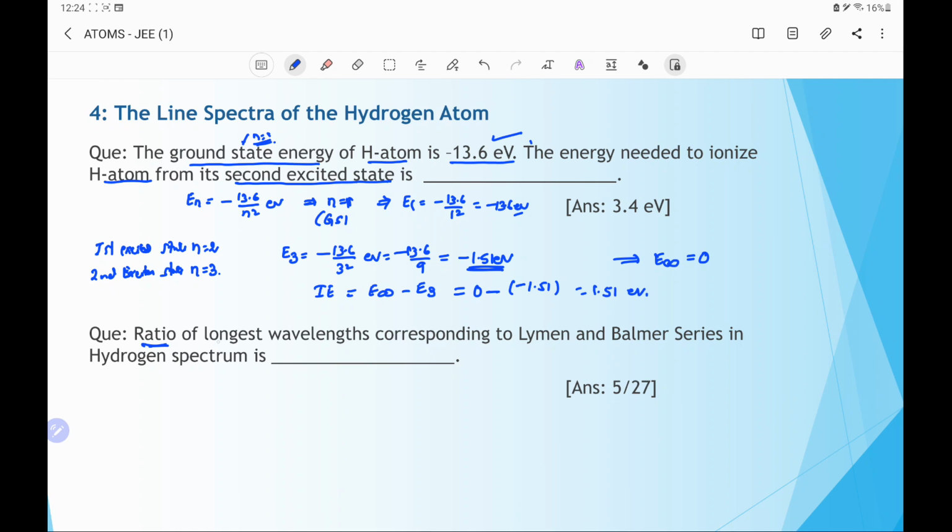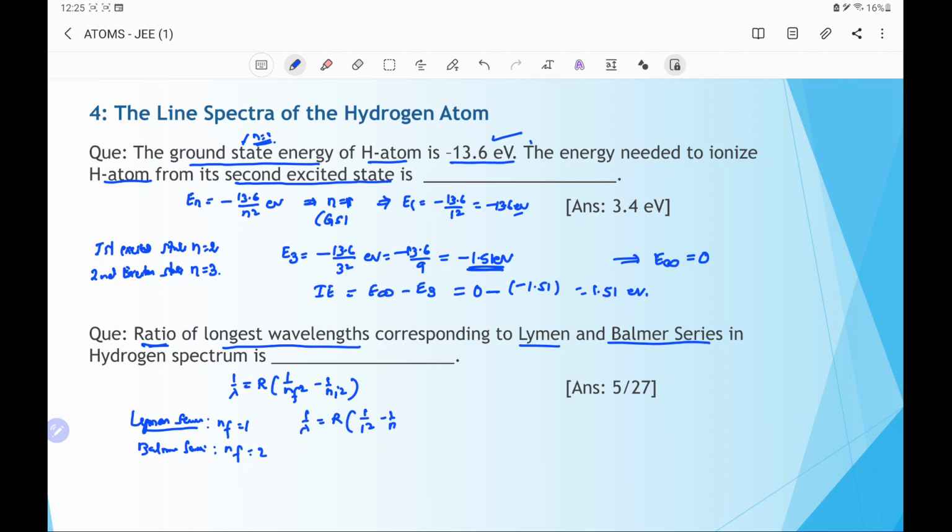The ratio of the longest wavelength corresponding to the Lyman and the Balmer series in the hydrogen spectrum is, we know that wavelength has the relation 1 by lambda equal to R into 1 by nf square, final energy state, minus 1 by ni square, initial energy state. For Lyman series, we know that nf is equal to 1, and for Balmer series nf is equal to 2. So we can write 1 by lambda is equal to R into 1 by 1 square minus 1 by n square. Similarly, for the Balmer series, R into 1 by 2 square minus 1 by n square.